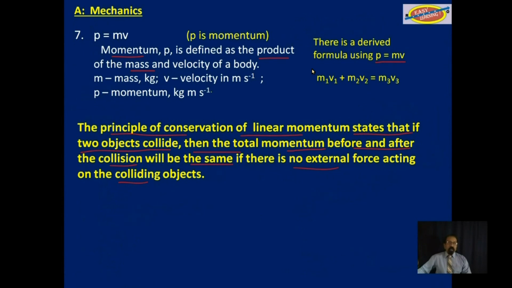Which means that if m1v1 is the momentum of one body and m2v2 is the momentum of the other body before collision, and then the two bodies combine as one, then m3v3 will be the final momentum.